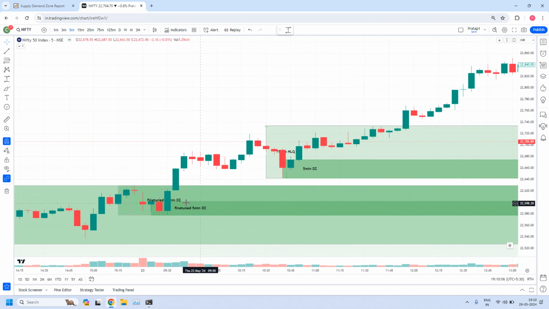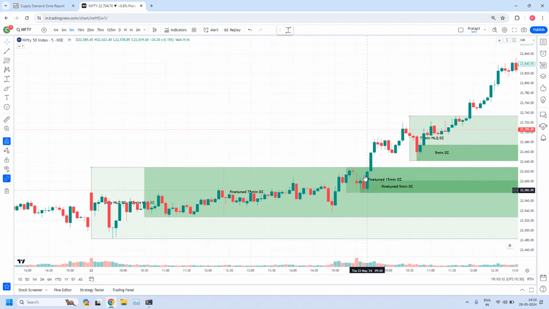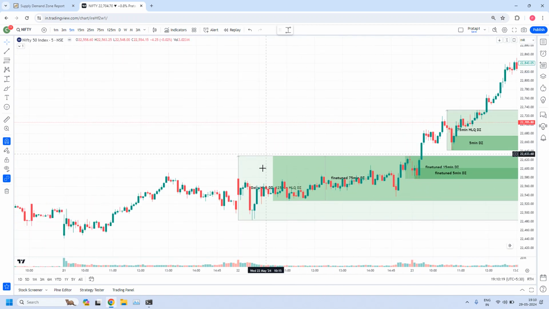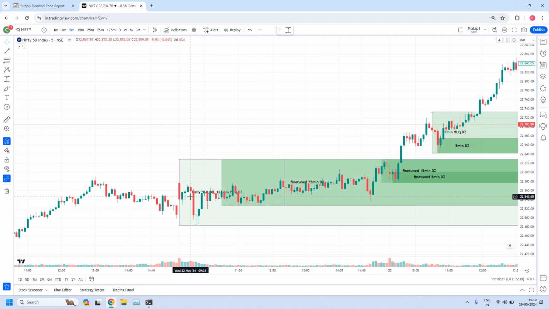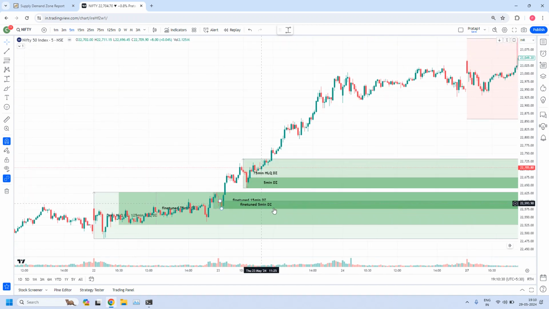This fine-tuned 5 minutes demand zone is inside fine-tuned 15 minutes demand zone. This fine-tuned 15 minutes demand zone is inside fine-tuned 75 minutes demand zone. This fine-tuned 75 minutes demand zone is inside daily high liquidity demand zone. This is very, very important. So that means this trade is going to be a HLQ trade, high liquidity zone trade.